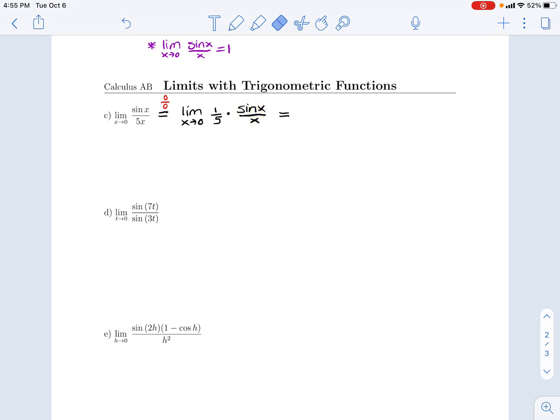Okay, so using the properties of limits, what can I do? Well, I can pull this 1/5 to the front, and so I have 1/5 times the limit as x approaches 0 of sine of x over x. When I pull that 1/5 to the front, I'm multiplying it by whatever my limit is. And so I know that this limit here is 1, and so I get that this is 1/5 times 1, which is 1/5.